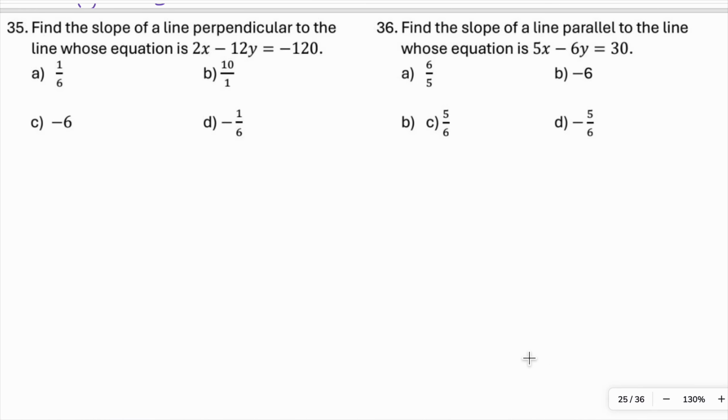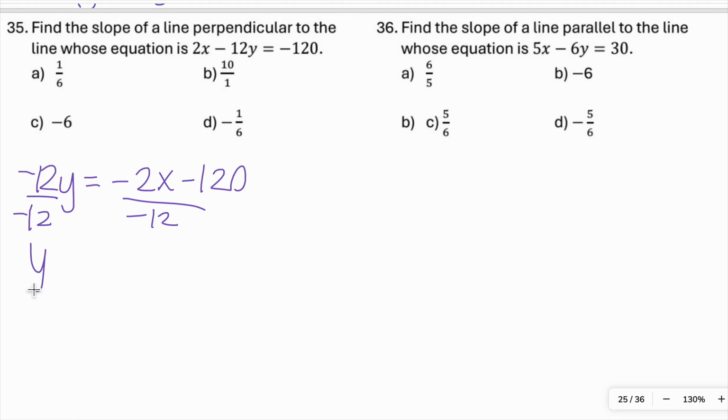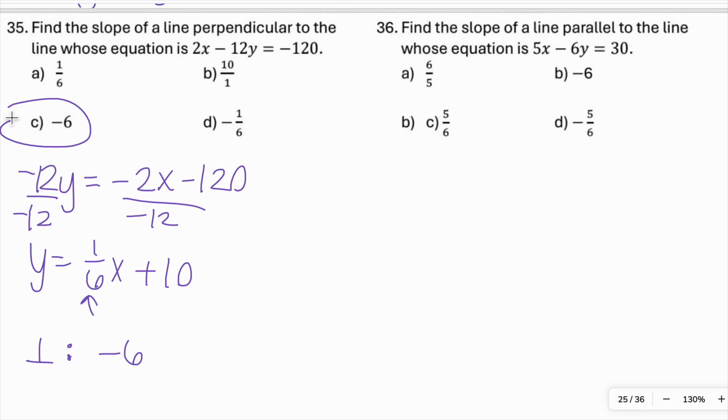Okay, 35. Find the slope of a line perpendicular to the line whose equation is 2x minus 12y is equal to negative 120. First thing I'm going to do is get y by itself so I know what my slope is. So I'm going to subtract 2x from both sides. So I get negative 12y is equal to negative 2x minus 120. And then I'm dividing everything by negative 12. So y is equal to 1 over 6x plus 10. And then I want a perpendicular slope. So perpendicular slope is going to be negative 6. And that's going to be option C.